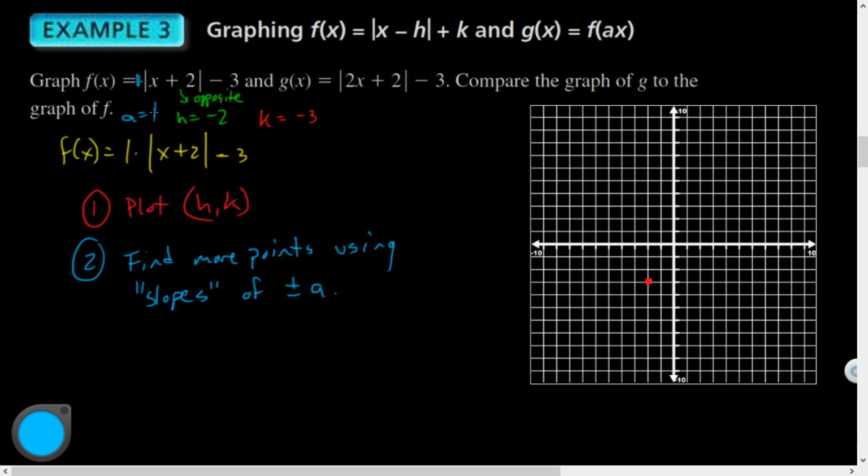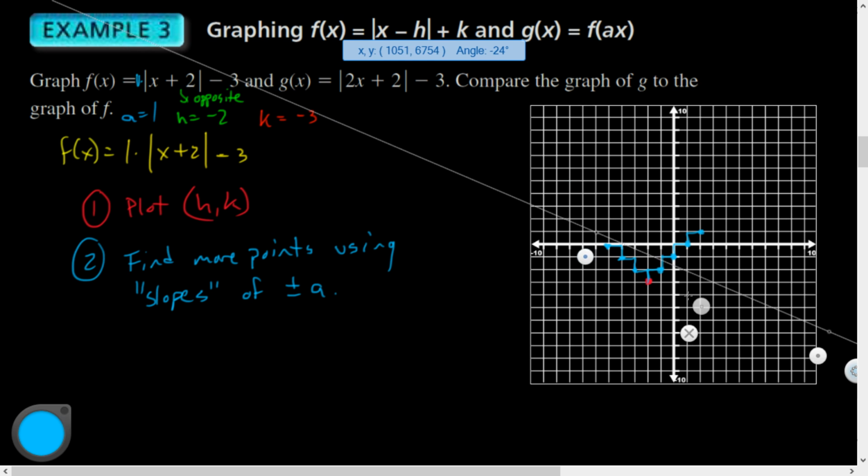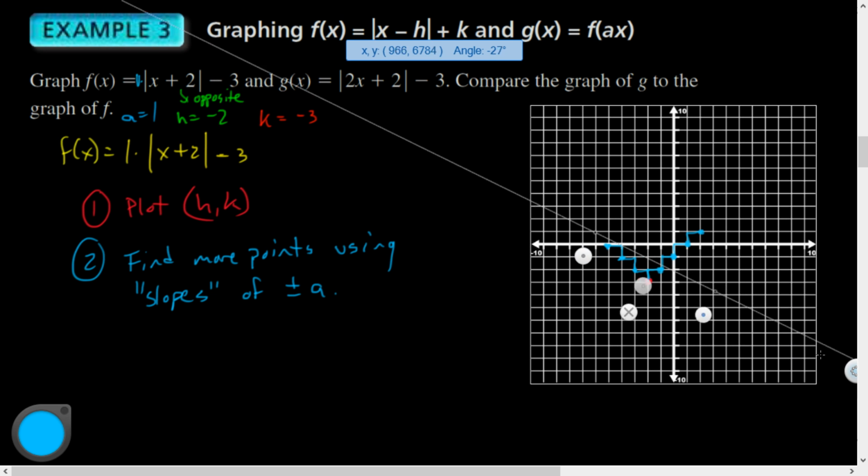So this is going to be up 1 over 1, plot a point. Up 1 over 1, plot a point. And it also has a negative slope in the other direction. So I'm going to go up 1, backwards 1, up 1, backwards 1, up 1, backwards 1. And if I want to graph that, that is what I would end up getting.